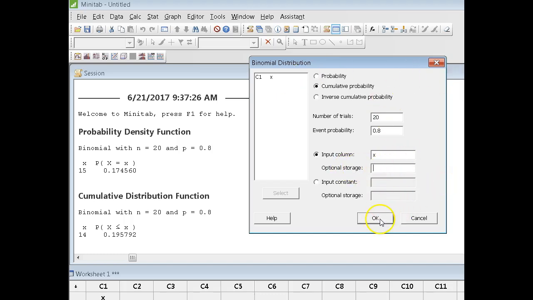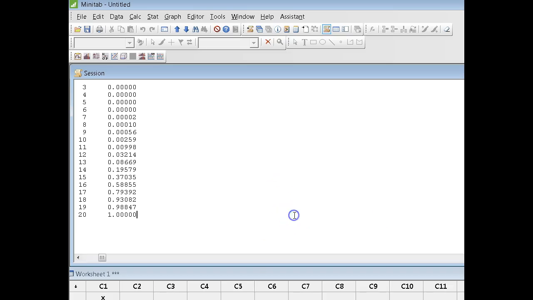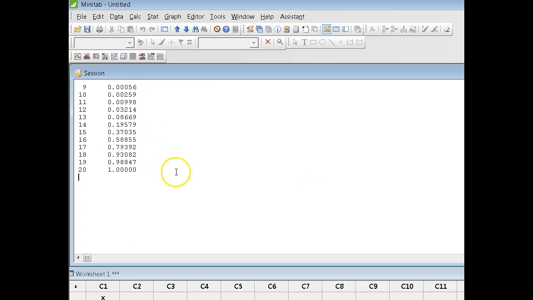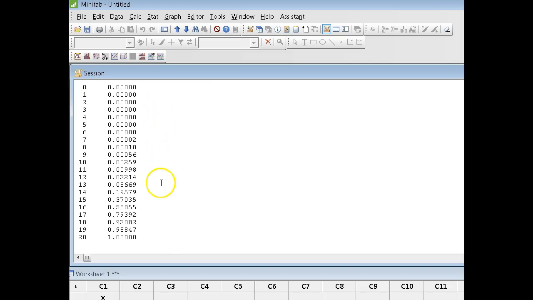This is optional. And if I say OK, scrolling up, here are the cumulative probabilities going from 0 down to 20. Notice that the cumulative probabilities increase and increase until I get down to the last number, where the total probability over all values of x is equal to 1.